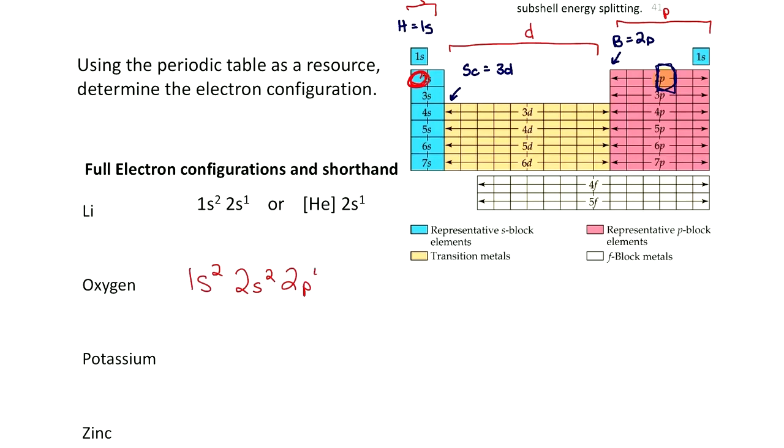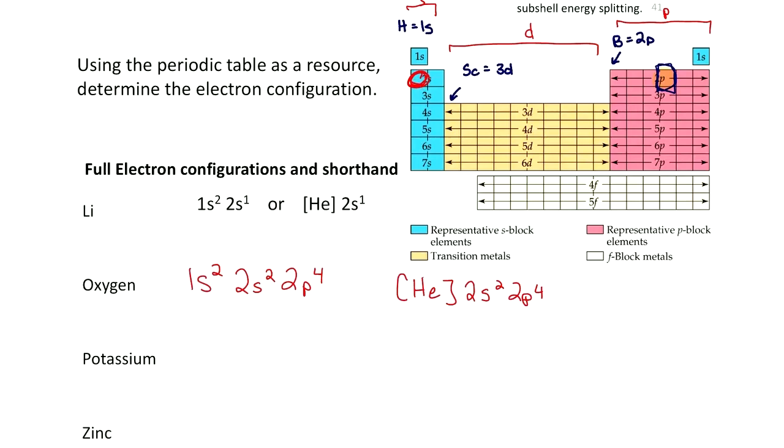4. If we want to use the shortcut, back your way up to the nearest noble gas. In this case for oxygen, it's helium. Helium takes care of 2 electrons, so then we would write 2s2, 2p4 after that, because after helium comes our 2s subshell.